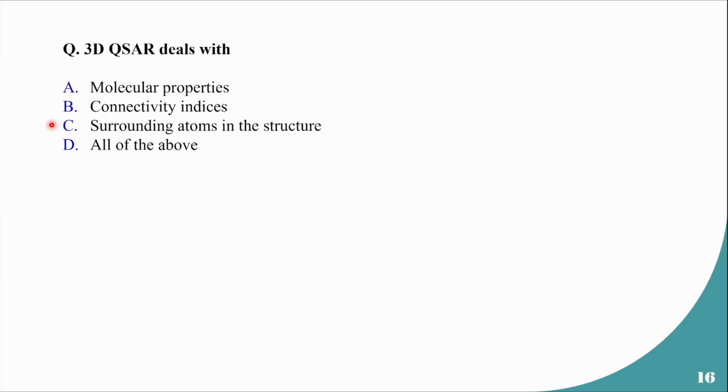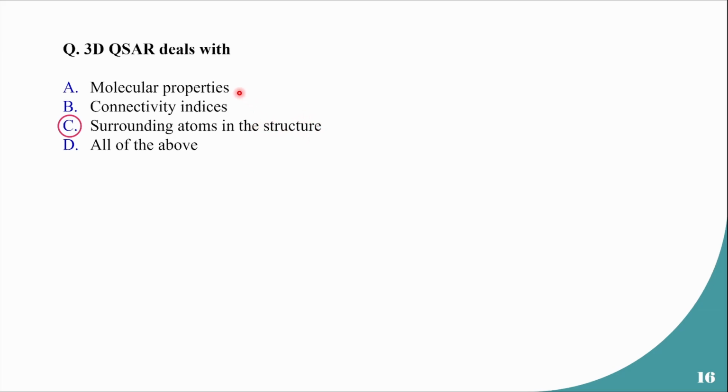Now, in this case, I see one answer, option D. I think someone has given an answer in the chat. I should have clarified what is unique about 3D QSAR in this question. So 3D QSAR is what basically differentiates it from, let's say, 1D and 2D. That is the surrounding atoms in the structure. So we'll just take a look at this question.